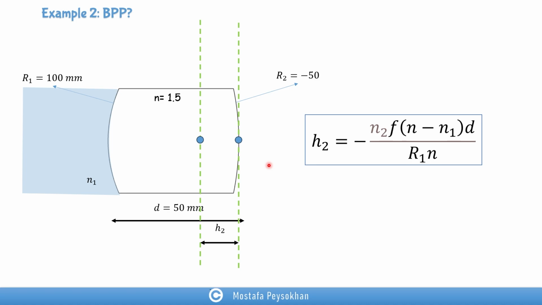As you remember, the equation that we have is H2 times N2F. We should be very careful about this. Here the refractive index is N2, so we have to put N2 times F, and the rest of the equation.